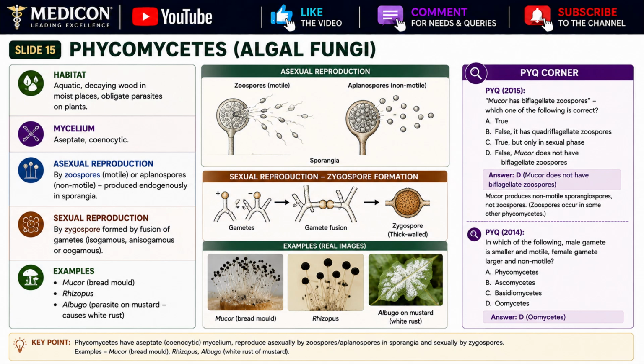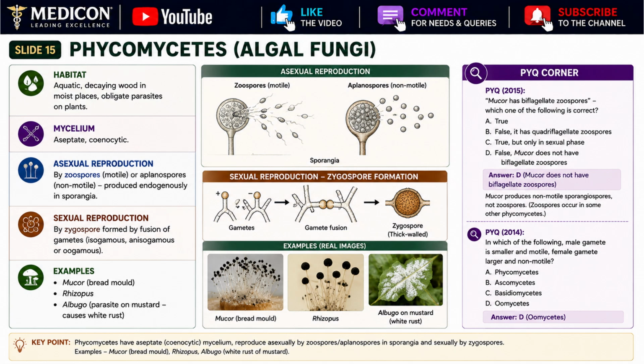They have mycelium that is both aseptate and coenocytic. Asexual reproduction happens by zoospores, as we studied in the previous slide, that zoospores are motile, or they also show aplanospores, that is non-motile spores, produced endogenously in sporangia. Sexual reproduction is by zygospore formed by the fusion of gametes, that is isogametes, similar-looking gametes, anisogametes, which are dissimilar-looking gametes, or oogametes, where the female and male parts fuse. That is called sexual reproduction.